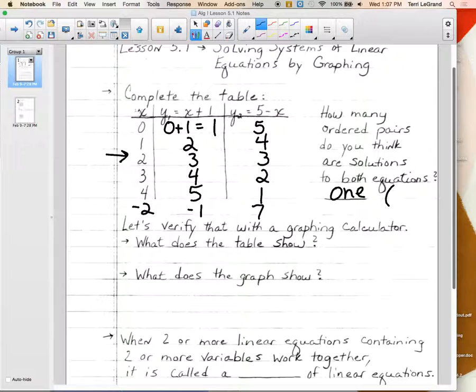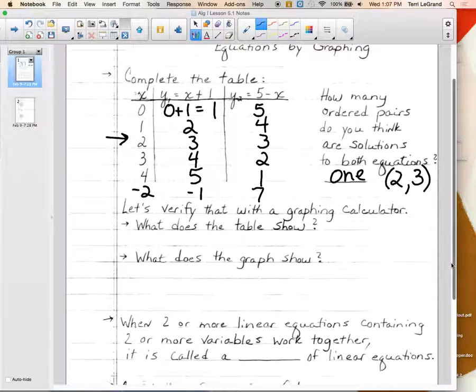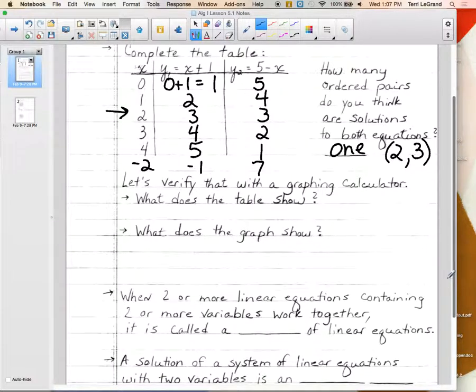2, 2, 0, 2, 3. 2, 3. When x is 2, y was 3 for both of them. That's the only ordered pair solution that is the same in both of them. So I said, let's verify that with a graphing calculator.